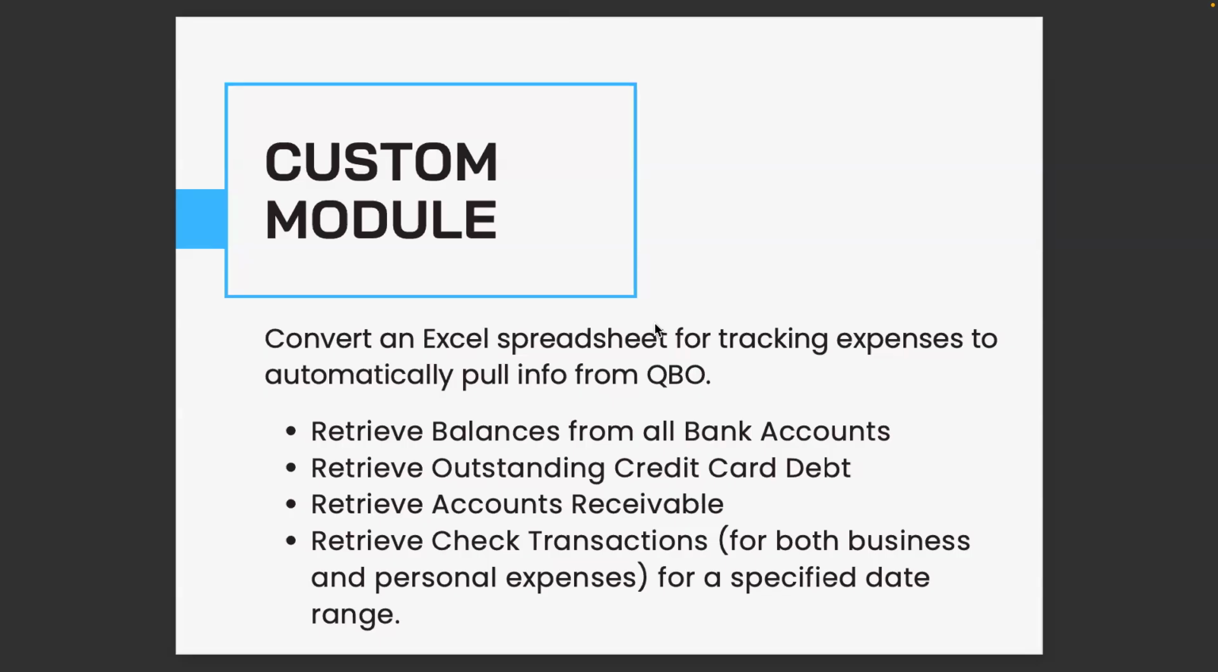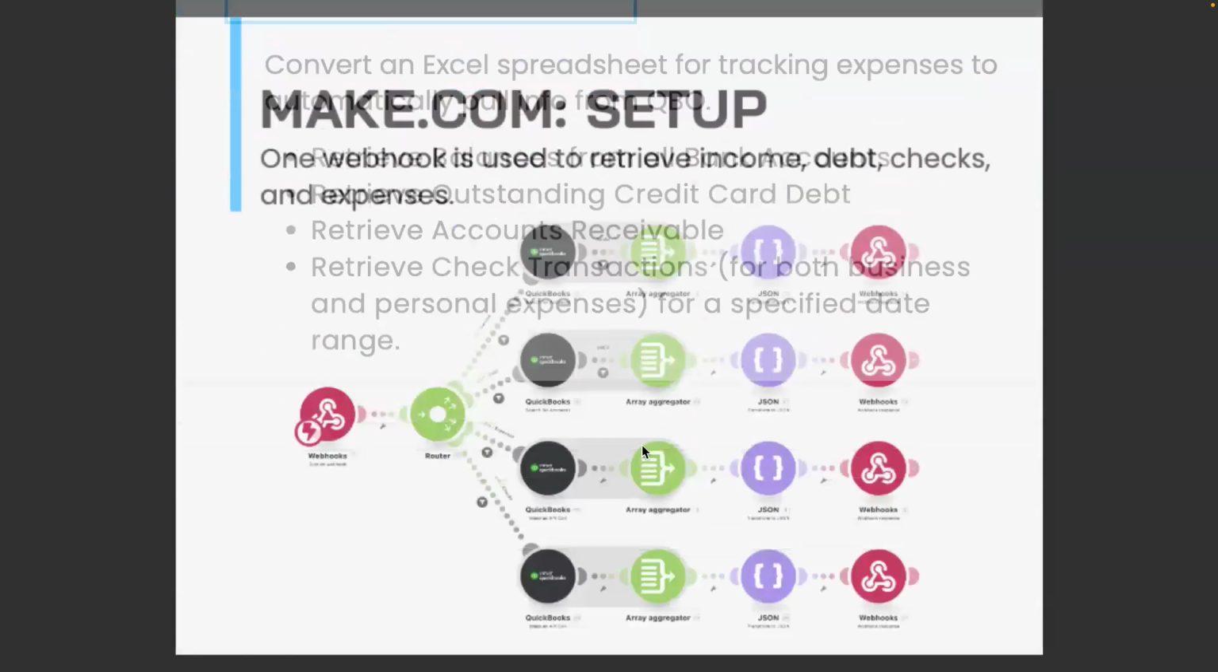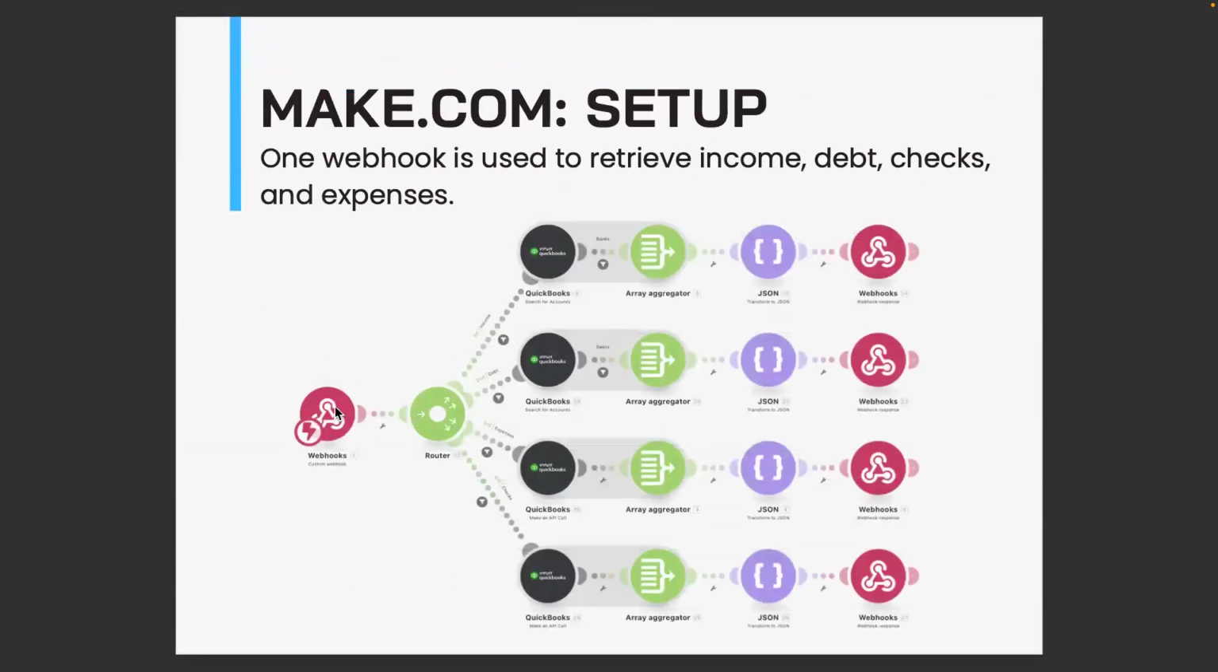So I knew what I needed to pull from QuickBooks, and I discovered that retrieving check transactions was not a module that was available. So again, I have a webhook that's doing 4 different things. It's searching accounts for income, for debt. It's retrieving expenses and retrieving checks. But these two are make an API call.